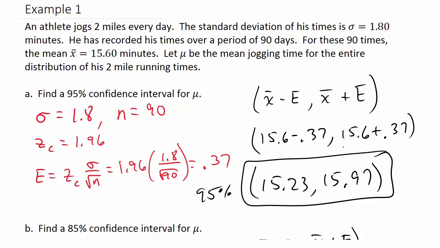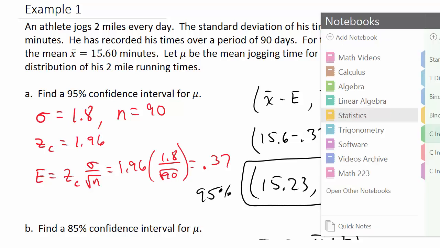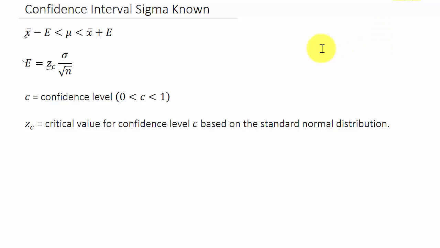If you remember, the confidence interval where sigma is known is X bar minus E is less than mu less than X bar plus E, where E is Z sub C times sigma over the square root of n. C is the confidence level, between 0 and 1, and Z sub C is the critical value for the confidence level C based on the standard normal distribution.